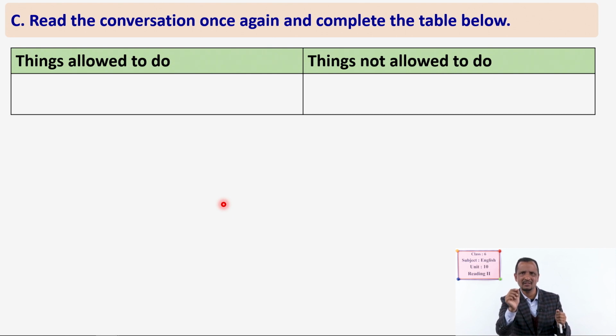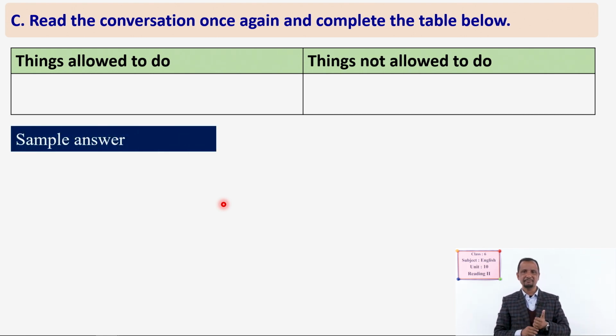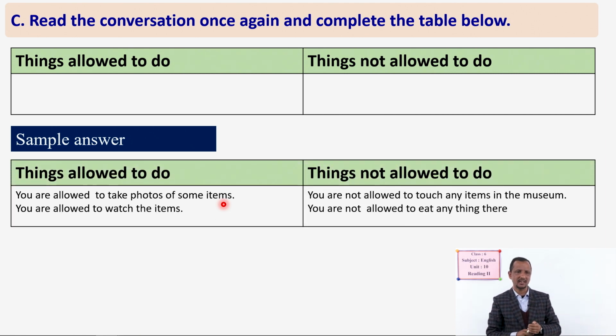Okay? 1, 2, however many. Are you there, please? Well, now let's see a sample answer. You can write differently. Okay? You are allowed to take photos of some items. Okay, you are allowed. And you are not allowed to touch any items in the museum. That is restriction, that is permission. Next one, you are allowed to watch the items. Yes, you can see the items, you can watch, keeping distance, right? But you are not allowed to eat anything there.